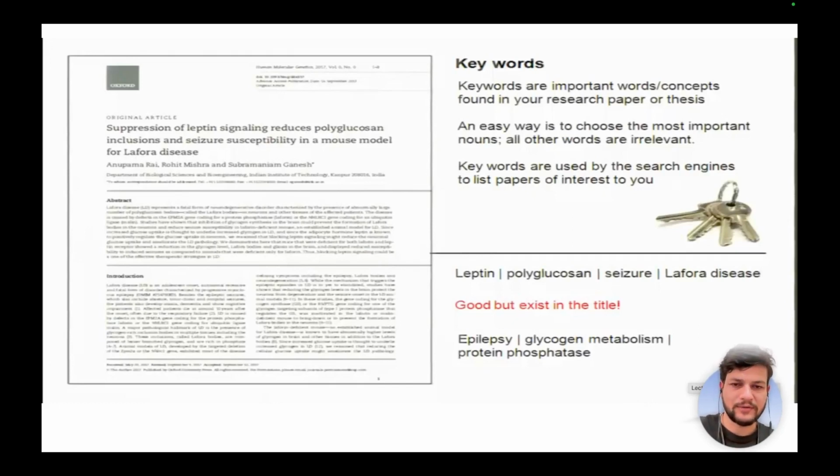So you have to give different types. For example, here the good type, for example, epilepsy, glycogen metabolism, protein phosphatase. These are not included in the title, and these are also very much relevant to your paper. So these are the good keywords that should be written in.